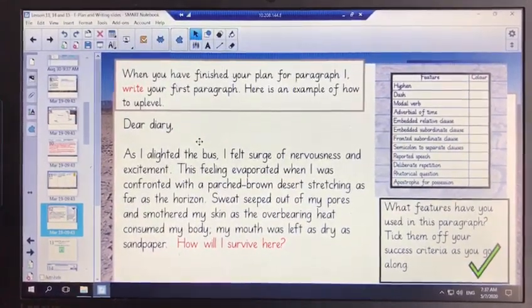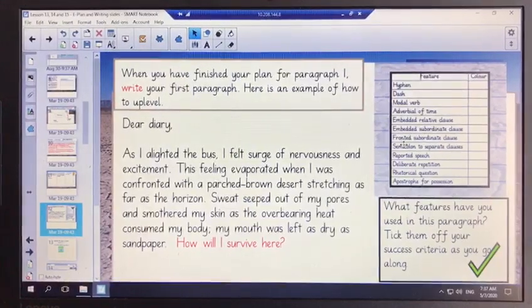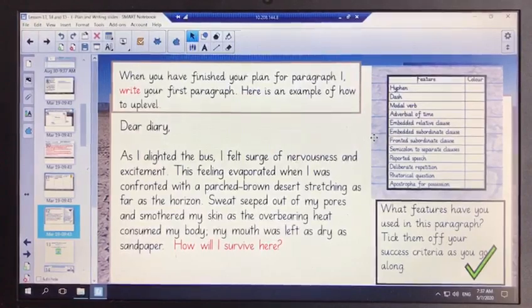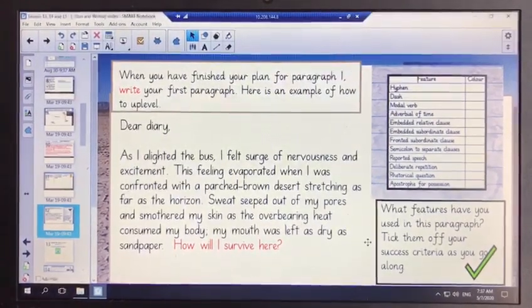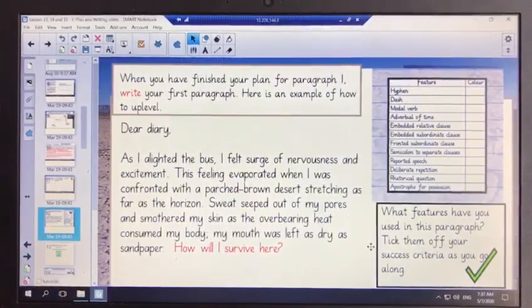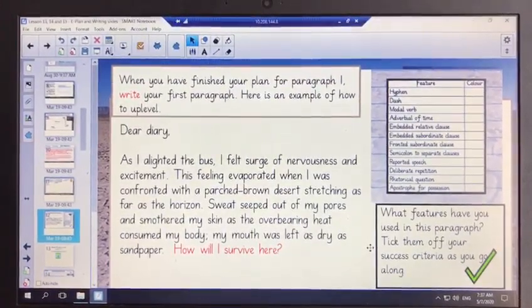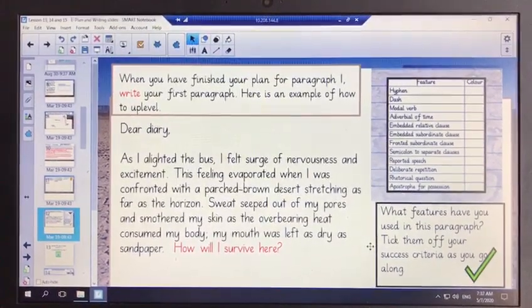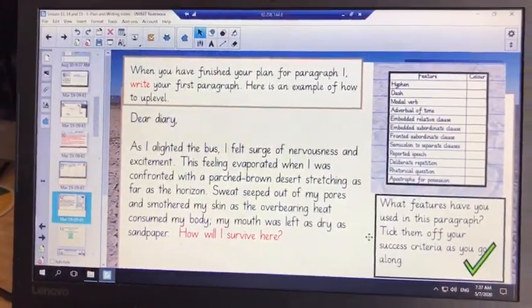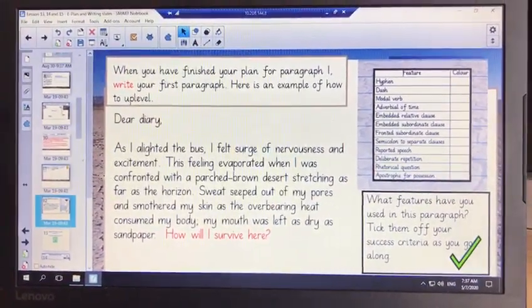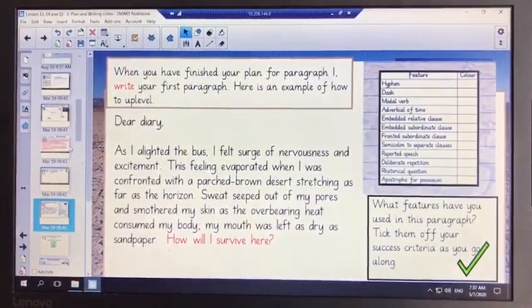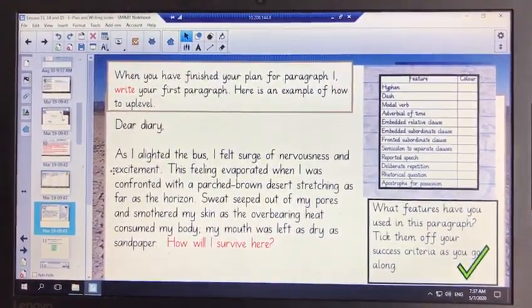Remember, as we do in school, check your success criteria and look through this tick list that we've included as well on the school website. What features have you used in this paragraph? Tick them off your success criteria as you go along, so you know that you've included all of those amazing features that make your writing more interesting. The following slides are exactly the same as the slides that we've just been through, but talking you through paragraph 2 and paragraph 3.